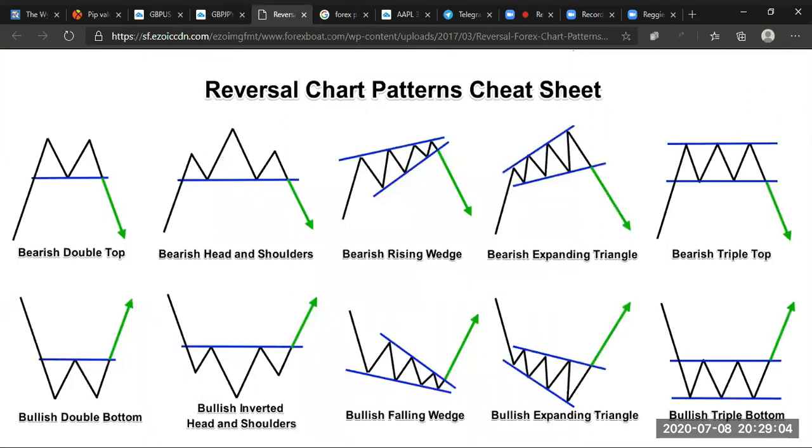I'm going through the reversal patterns. I just said that I was gonna do support and resistance. No, we're gonna do this reversal chart patterns cheat sheet. I might end up throwing in the support and resistance anyways through this video, but I might just make another video and post it before this so that way it all lines up in the end.